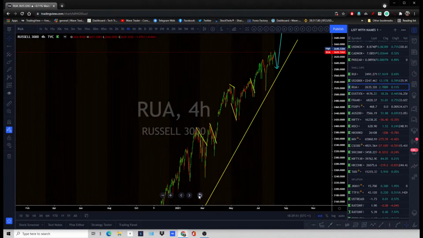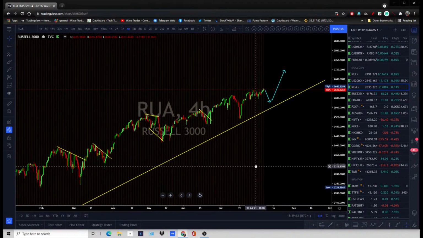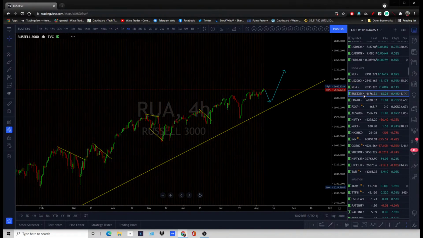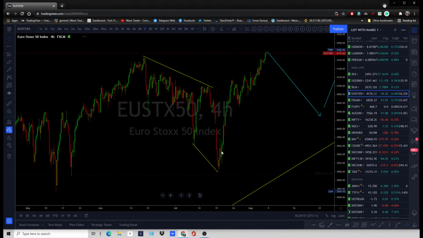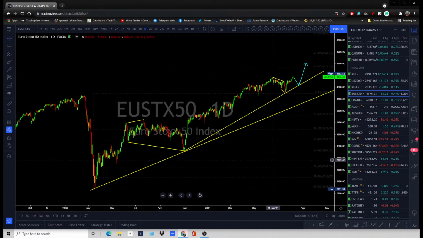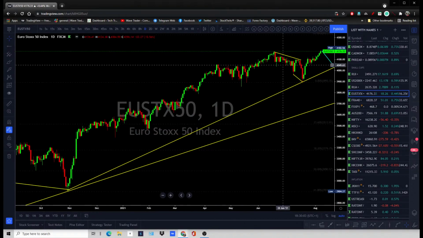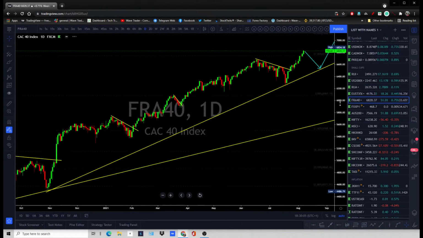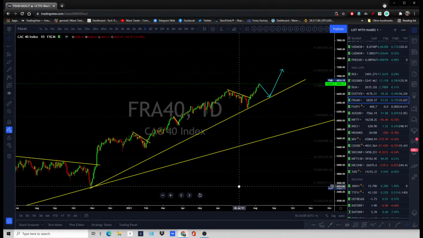The same goes for the Russell 3000: a deeper pullback and then continue. You need a pullback on Euro Stoxx 50 for more upside. They are at a new high. The same goes for the French CAC 40.